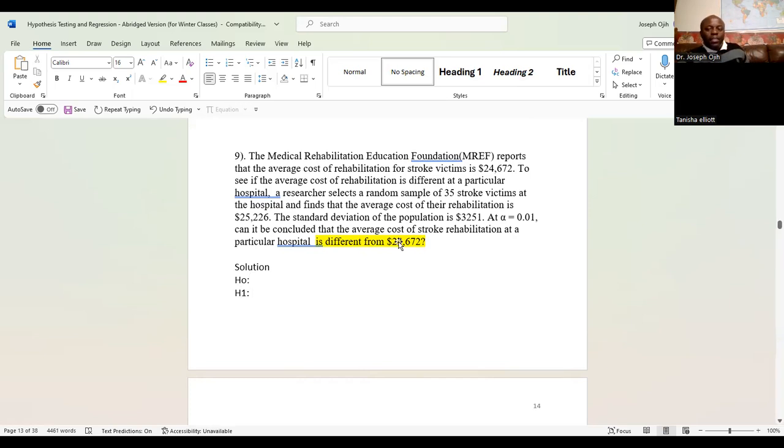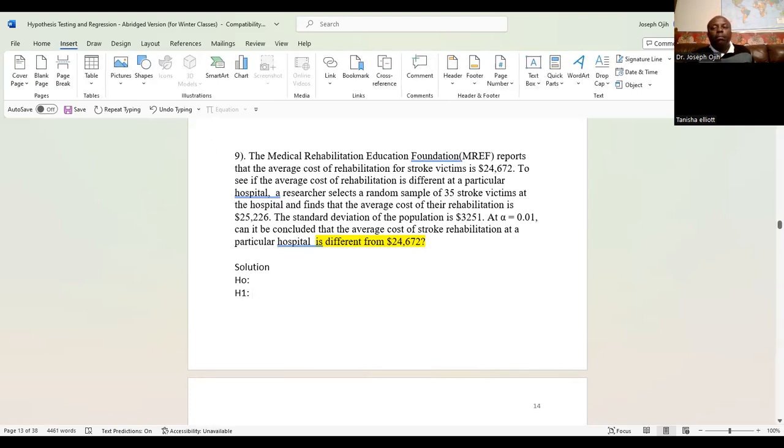So it's different. Different means not equal to, and we can only use not equal to in the alternative. So I'm going to put it right there: mean is not equal to 24,672. Then H1, we say that is different.